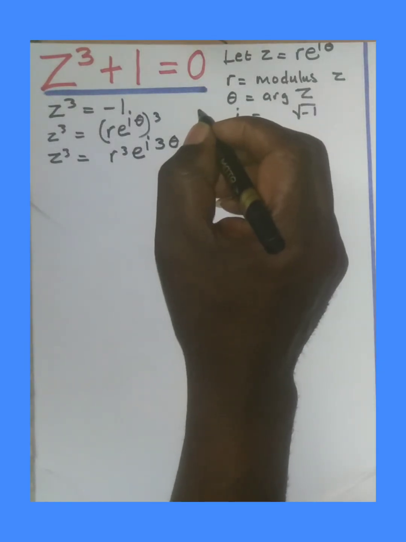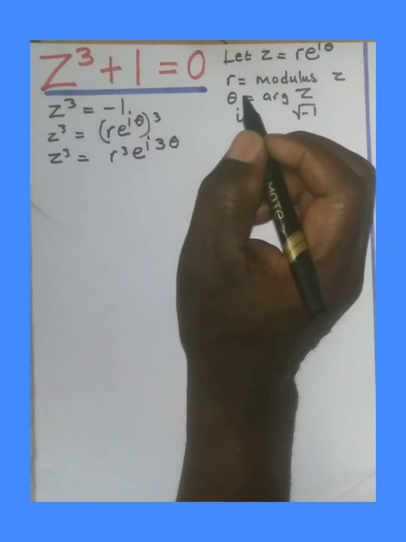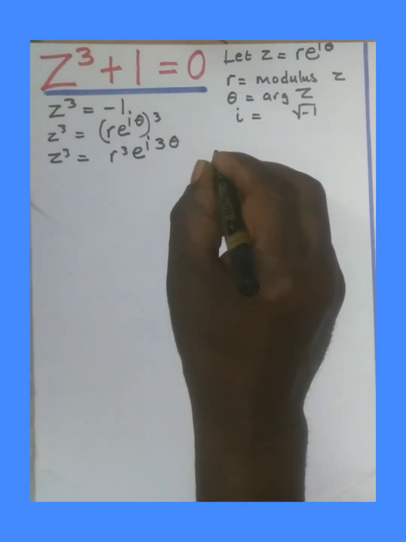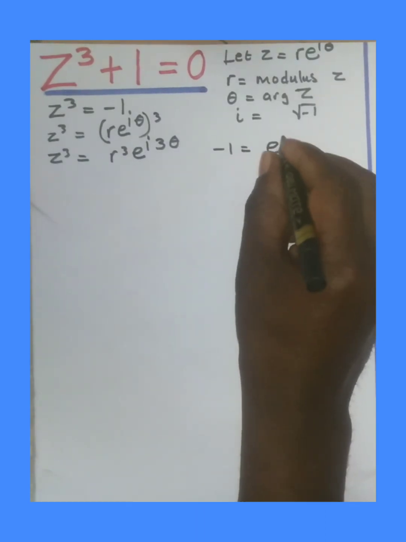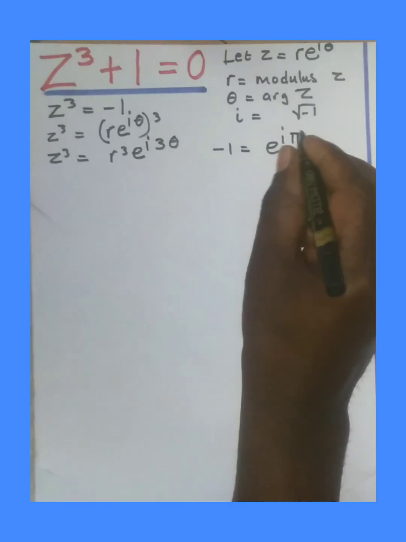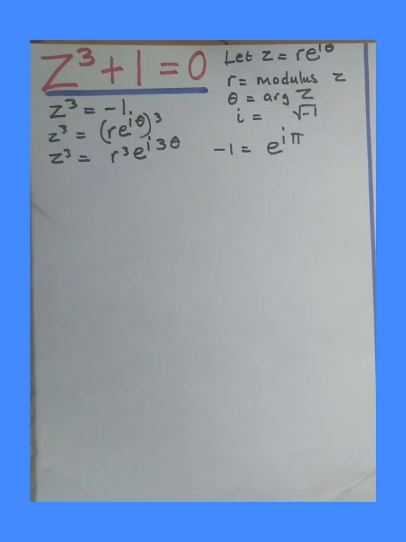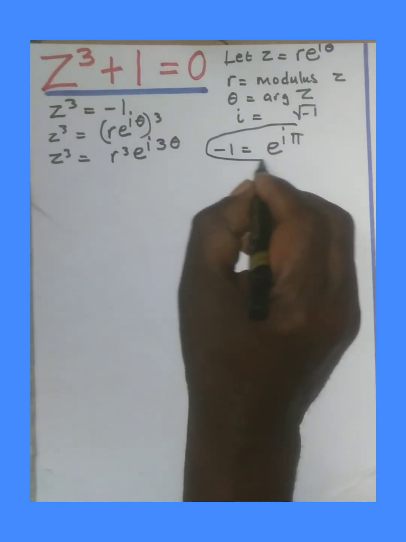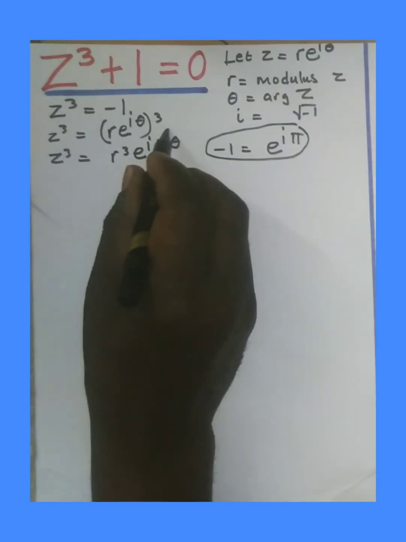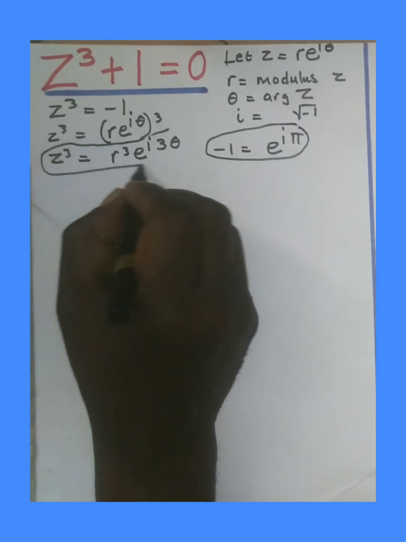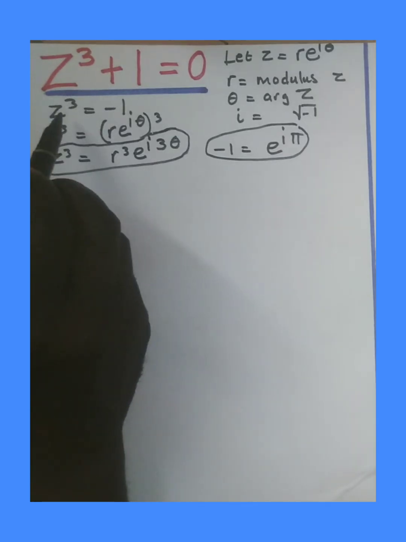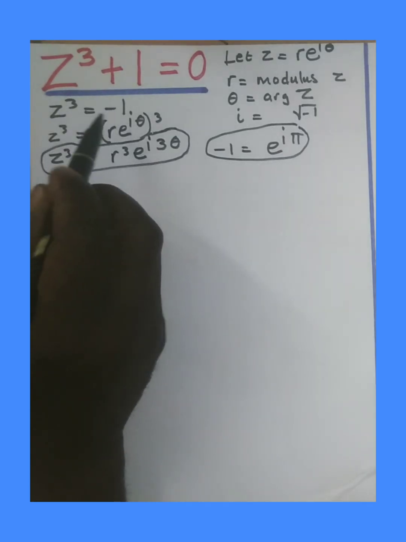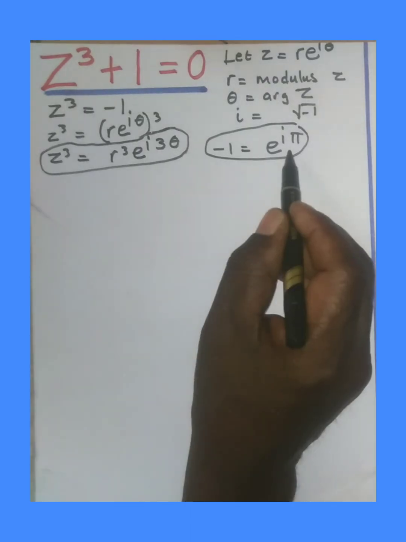The number minus 1 expressed as a complex number in exponential form is equal to e to the power i pi, where pi is the argument of the complex number. So here is minus 1 expressed as a complex number, and here is z cubed expressed as a complex number as well. But the equation says z cubed is equal to minus 1. So this can be equated to that.